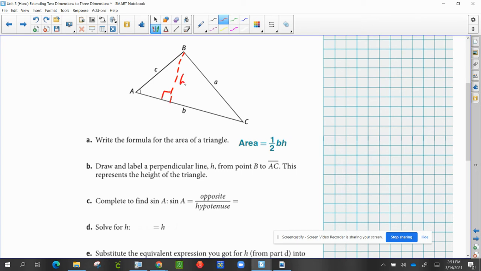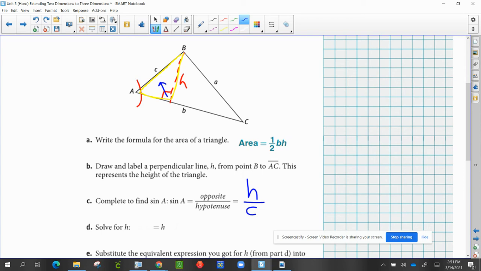That's perpendicular. They say call it H. Okay, they want you to find the sine of A. So remember, sine was opposite over hypotenuse. So here's angle A here, and we're just using this right triangle. The opposite side of angle A would be H, the one line I just drew in, over the hypotenuse C. Remember, the hypotenuse is always directly across from your right angle.